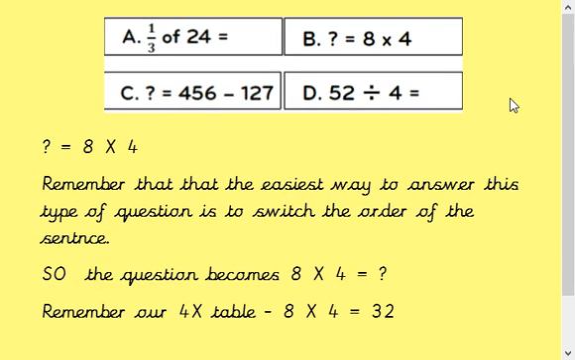Question B. We've got one of those questions there where they've messed about with the order of the sentence. The question mark, so the answer would equal 8 times 4. Remember, the easiest way to answer this type of question is to switch the order of the sentence. So the question will become 8 times 4 equals the question mark. I've just switched both sides of the equal sign around. In this case, we're just using our 4 times table. So 8 4s, you should all be able to tell me, equals 32.